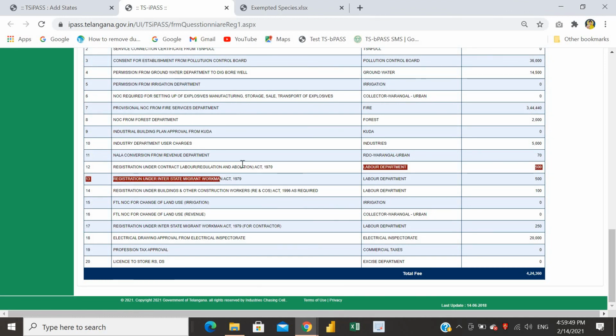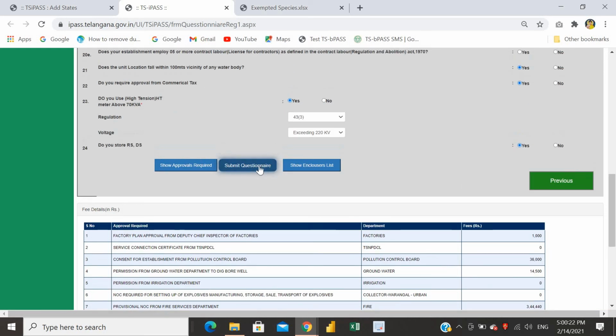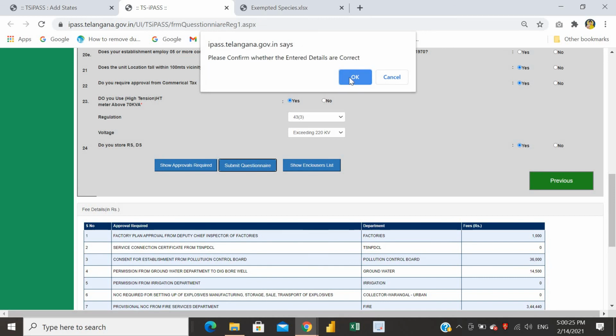then labor department registration, this is a principal employer registration, then interstate migrant establishment registration, buildings and other construction workers registration, FTL NOC from irrigation department, FTL NOC from revenue department, then registration under interstate migrant, this is a contract license under the Interstate Migrant Workmen Act, electricity drawing approval, profession tax, license, this is from the excise department. So once you click on submit questionnaire, it is asking us to confirm whether the entered details are correct.